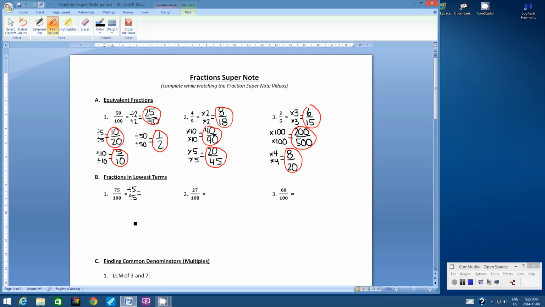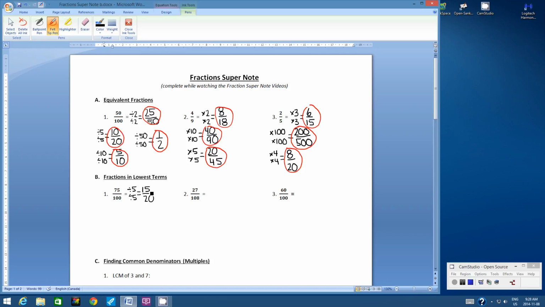So let's try this. So what's 75 divided by 5? Well, it's nice to have a calculator handy. 75 divided by 5 is 15. Now what's the new denominator going to be? 100 divided by 5 is 20.